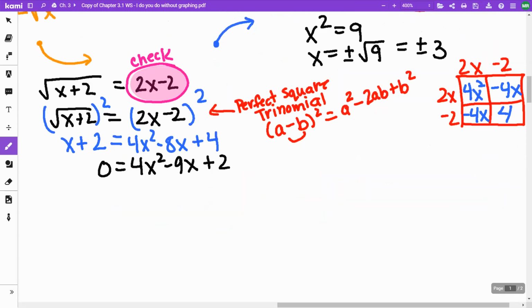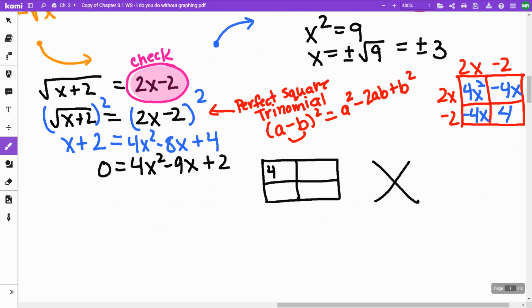So I believe that if I was to do a box, 2 diamond, and I put my 4x squared here and my 2 here, those multiplied to a positive 8x squared, but they also have to add to that negative 9x. What multiplies to a positive 8 and adds to a negative 9? That's going to be a negative 8x and a negative x. So I'm going to get a negative 8x and a negative x. And now I'm going to try to find the outside.